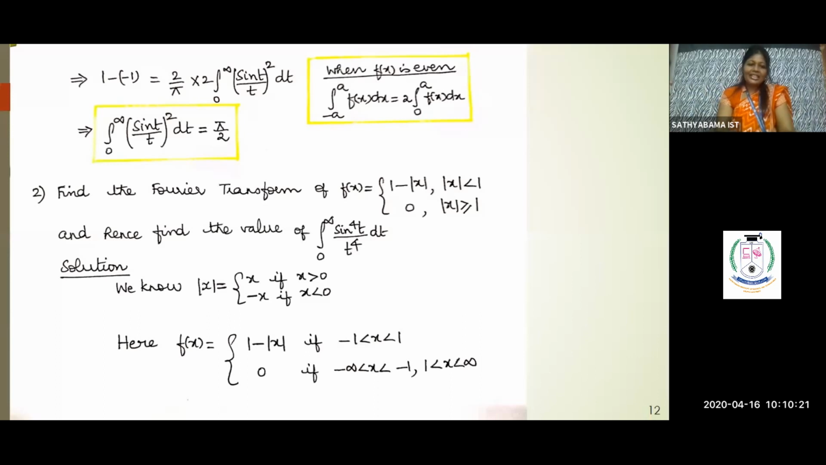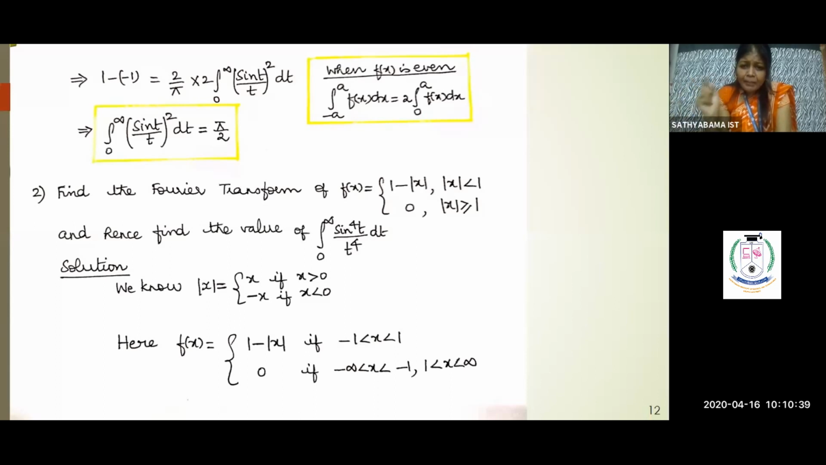Okay, all right. Now let's go on to the second problem. We have two more problems to be done. So let's do this quickly. All the three are very important problems. Okay, so concentrate. Now, second question is, find the Fourier transform of f of x equal to 1 minus mod x for mod x less than 1, 0 for mod x greater than or equal to 1.